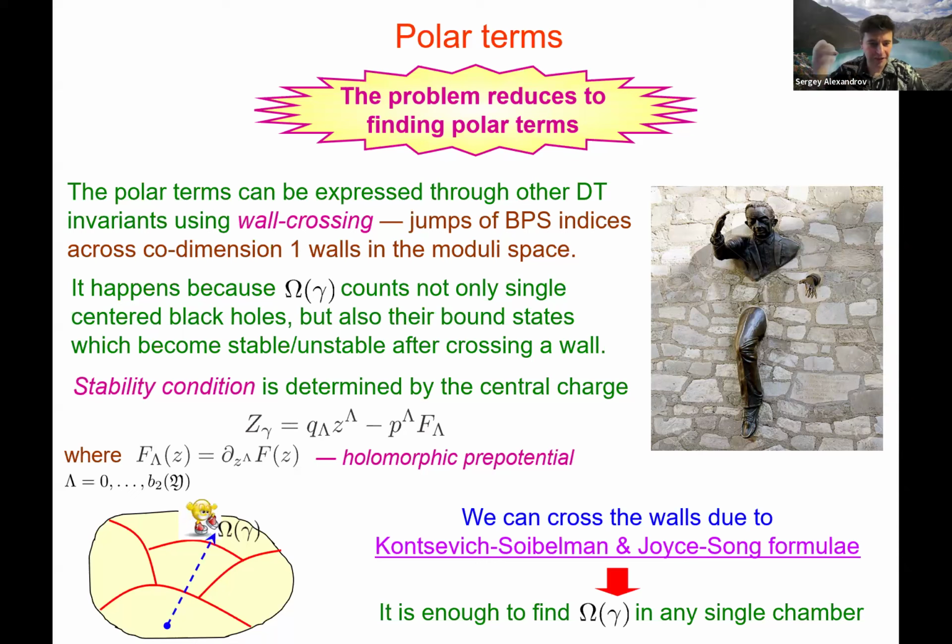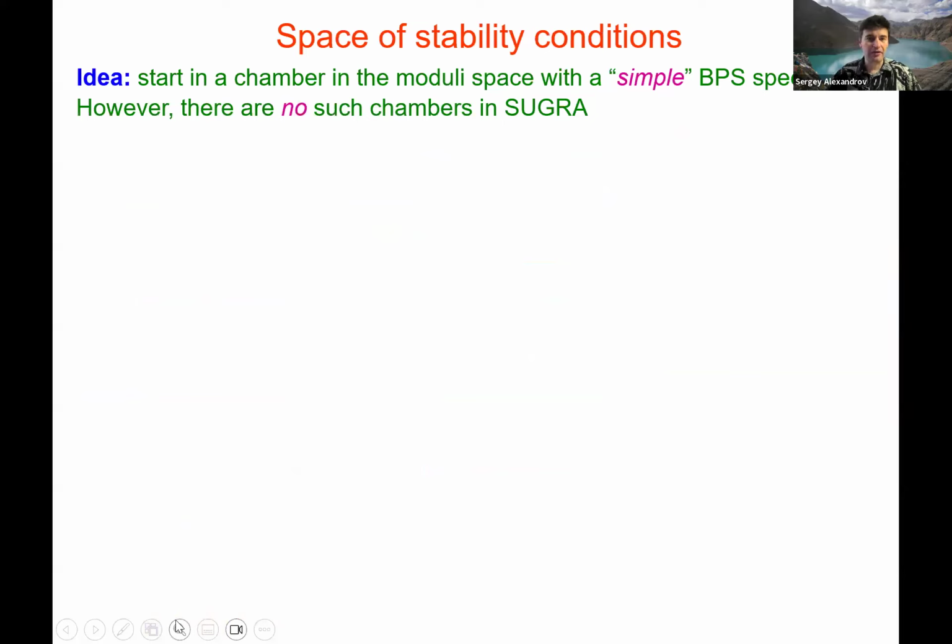And yeah, I didn't tell you before, but the BPS indices which we want to compute, and for which we expect modular properties, are BPS indices evaluated in the so-called large volume attractor chamber. So there is a particular chamber in the moduli space we're interested in, but in principle we can start in any place and do this wall crossing. And this gives us the idea that, okay, let's find the chamber in the moduli space with sufficiently simple BPS spectrum, compute it there, and then do wall crossing.